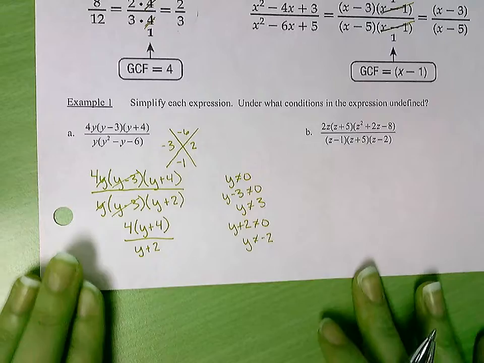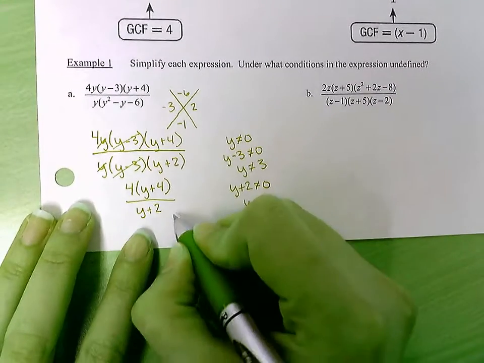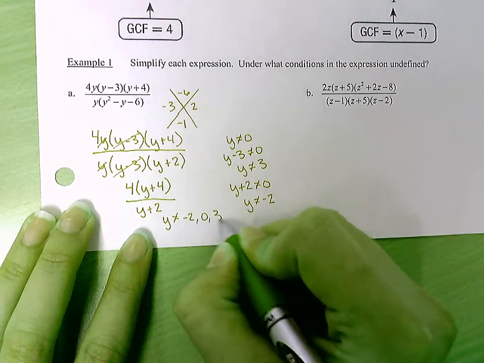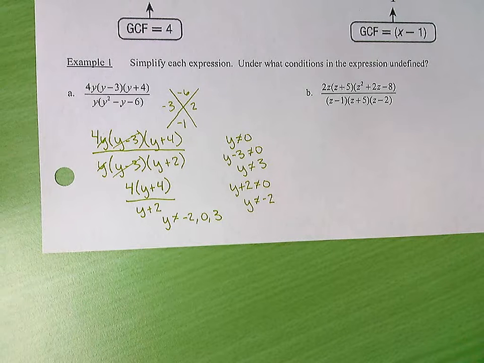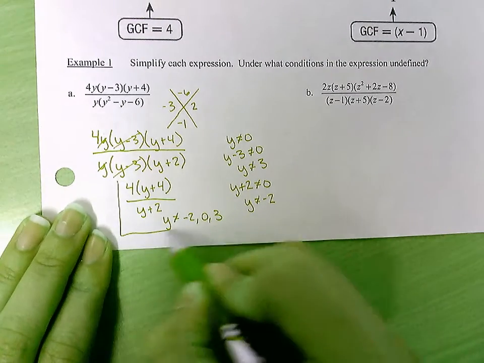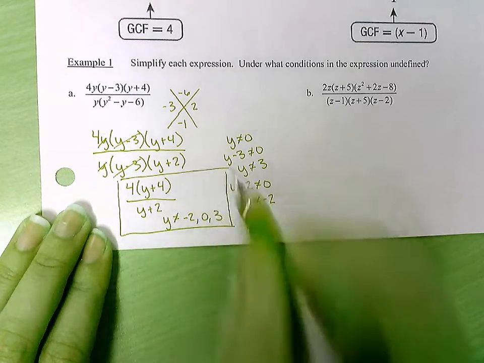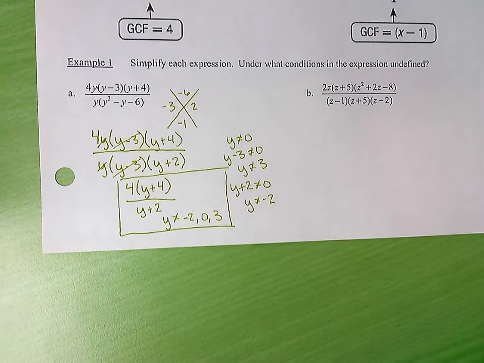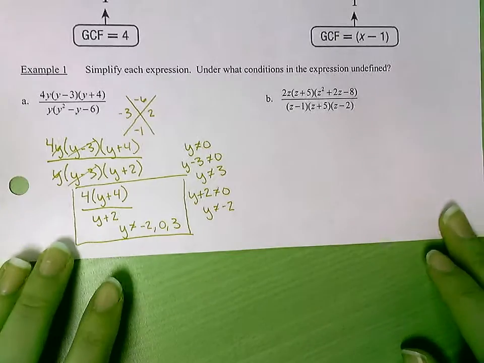Okay? And off to the side, or next to it, we can write where y cannot equal negative 2, 0, or 3. And that's necessary. That's it. But we need to say what y can equal on the answer. Okay, so that variable cannot equal those 3 numbers. Questions on that first one? All right, second one here.